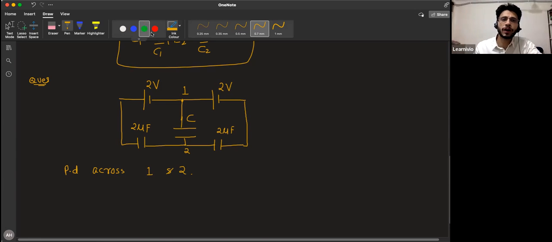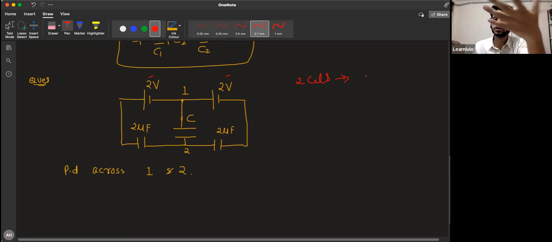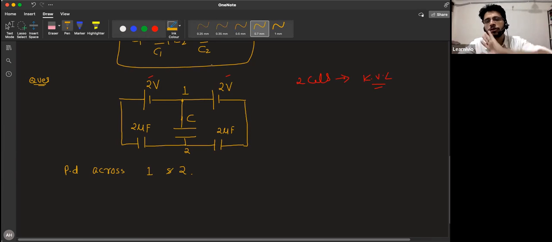Whenever you find two cells in a circuit of capacitors, you can't use series and parallel combination. Just go through Kirchhoff's law. So in capacitor circuits, whenever you find various cells in a circuit having capacitors, just go to Kirchhoff's law. For Kirchhoff's law in resistors, what was the first step?